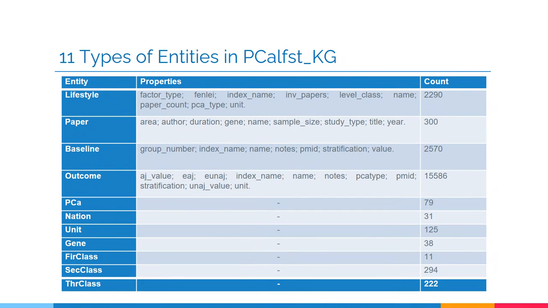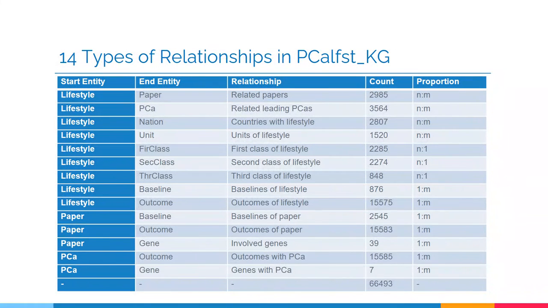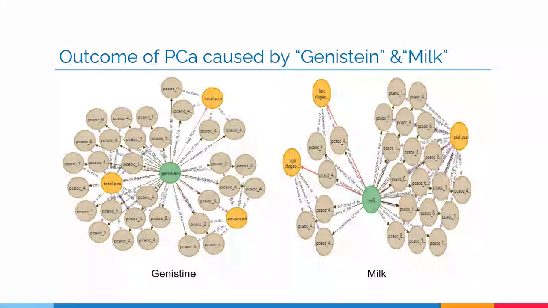We have 11 types of entities in our knowledge graph as shown in the table and 14 types of relationships between these entities. Here is the snippet of the knowledge graph. Here it is showing the outcome of PCAs caused by genistein and milk.